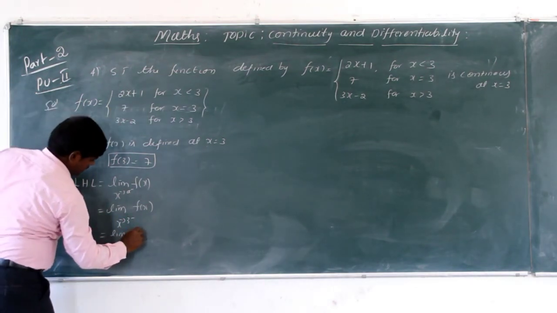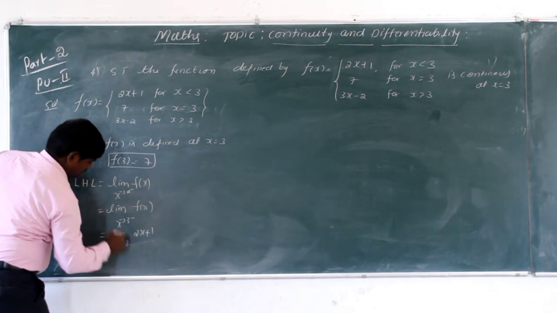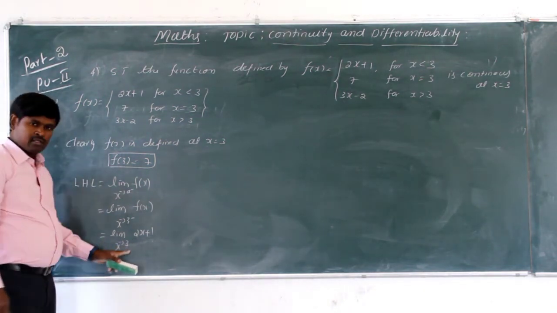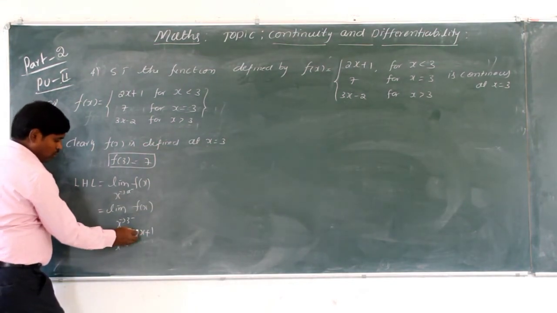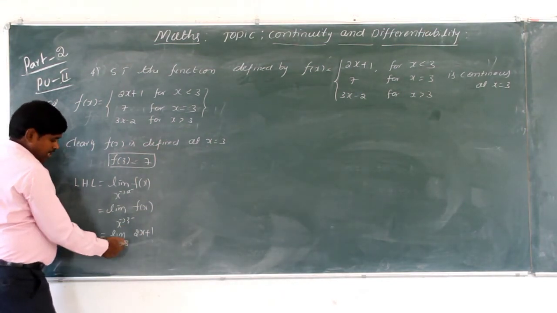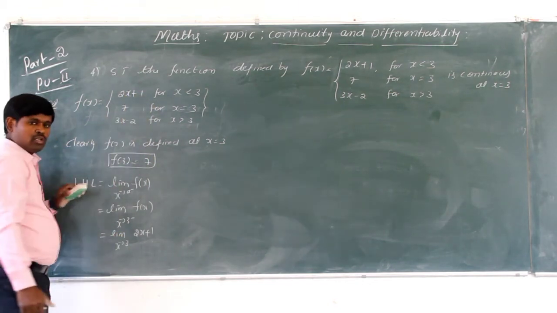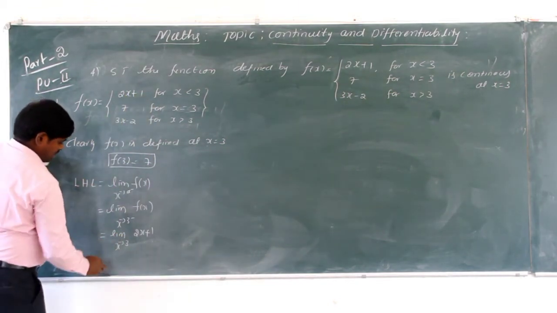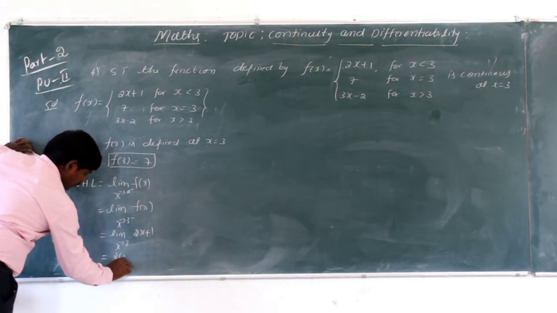So then it is taken as 2x plus 1, as x tends to 3. So no need to write 3 minus, because we are only taking 2x plus 1 for x less than 3. That is why we are taking 2x plus 1. Therefore no need to write 3 minus again. So apply the limit. Then we get 2 into 3 plus 1.